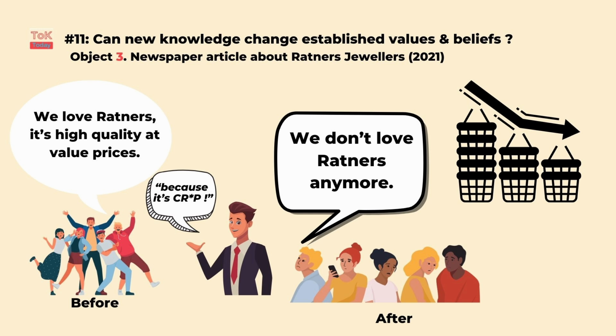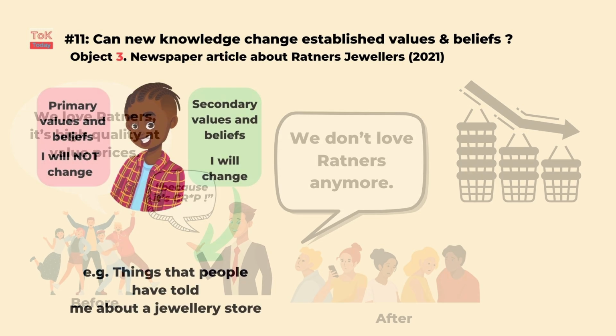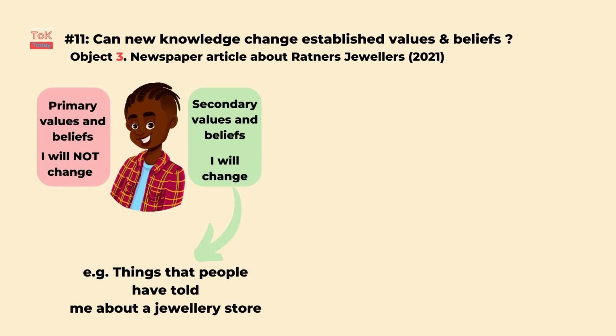Now, Object 3 describes how new knowledge is highly likely to change established values or beliefs if those values or beliefs pertain to secondary knowledge, largely unrelated to identity. The new knowledge were the views of Gerald Ratner. The established values and beliefs were demonstrated by the secondary knowledge of the popularity and use of Ratner's jewellery shops. The change caused by this new knowledge, Ratner's views, was that consumers changed their values relating to Ratner's jewellers and therefore no longer used Ratner's shops.